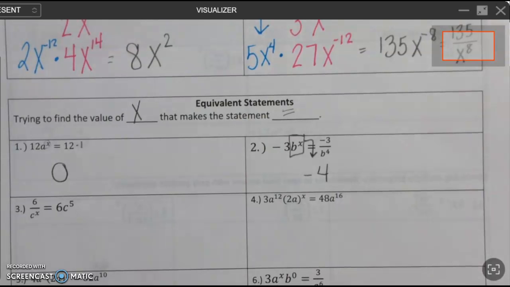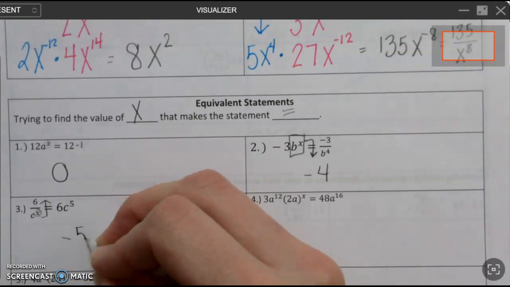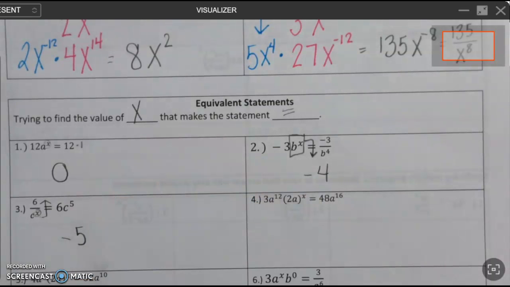Okay, now we move to our third question. Same kind of thing. I'm going to figure out what exponent here would have made me take this c and move it up to be with the number 6. Well, if it was a negative 5 exponent, I would have brought it up to the top so I could make it positive.